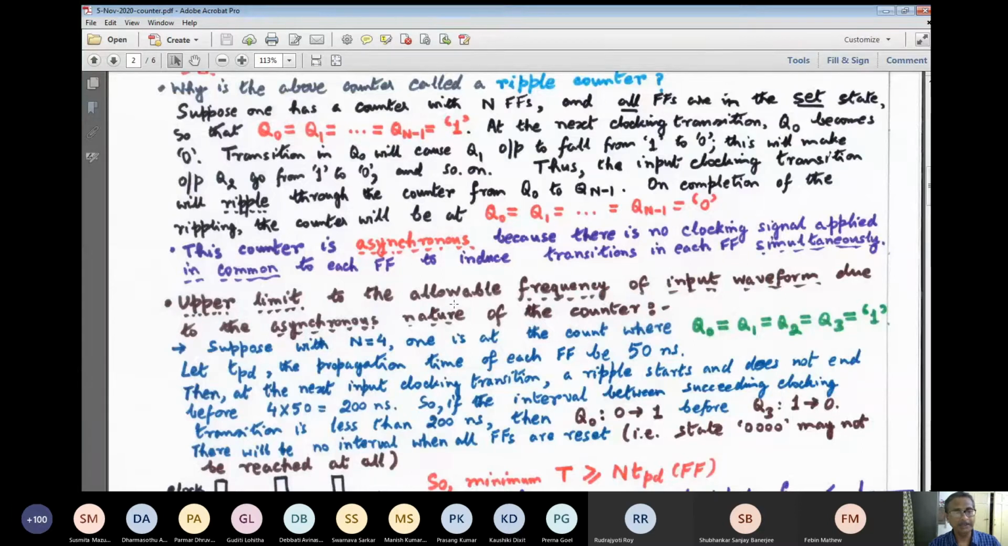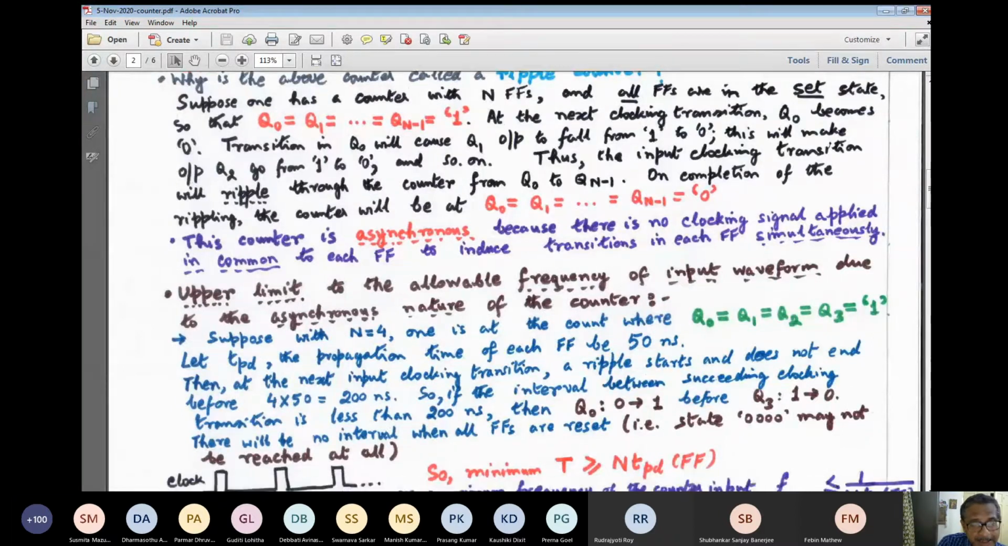Okay, right? So maximum allowable frequency means it will translate to the minimum time period. To understand that, again we take up the case which gives us the worst case propagation delay. That means all the flip-flops should change state. Clear? Suppose with n equal to 4, we are at the count state where all of them are at 1.